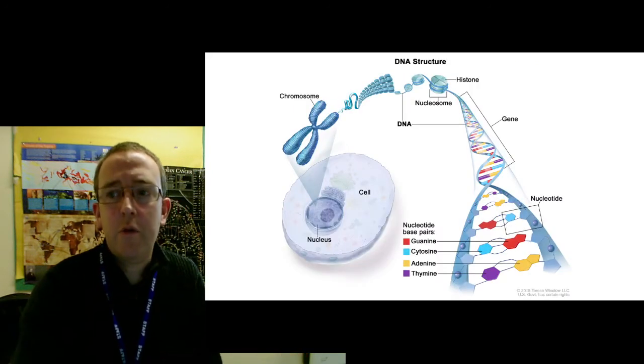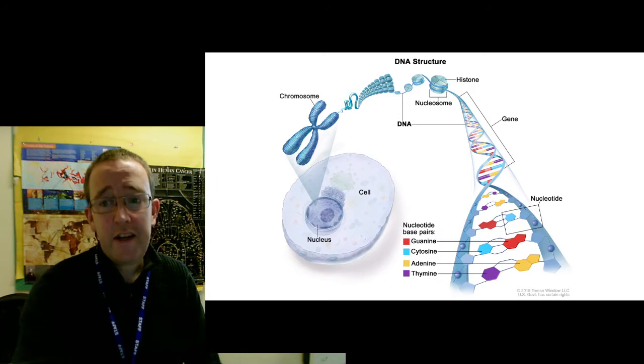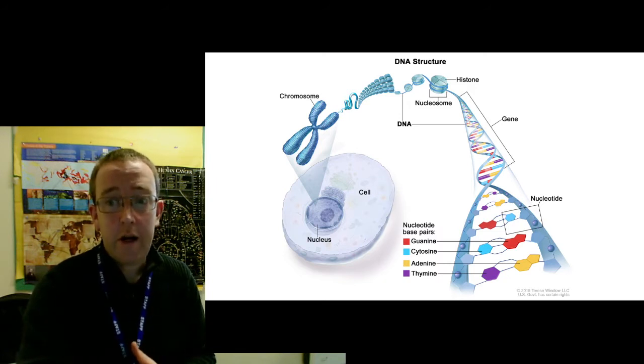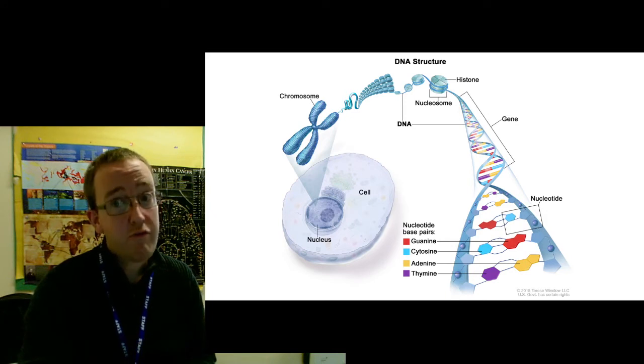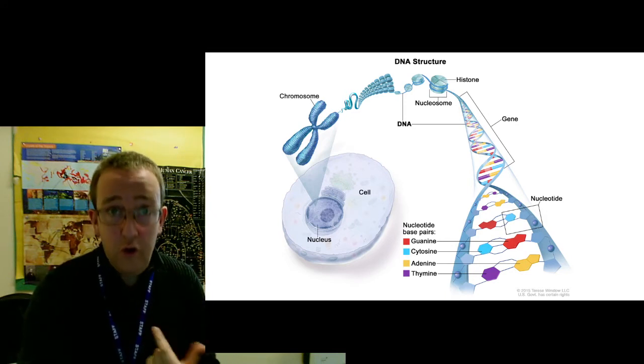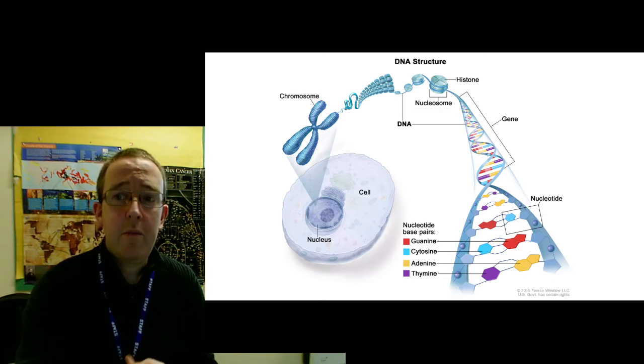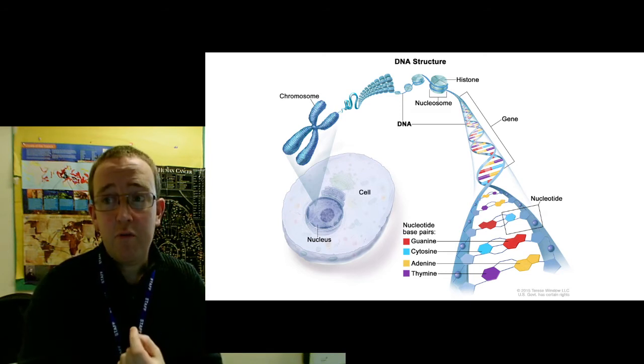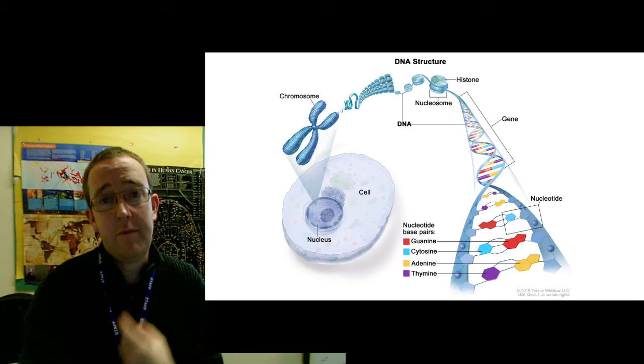Okay, so if we zoom in a little bit, put this in context. Now you will have all seen cells under the microscope. You will have all seen a nucleus under the microscope. You may also have looked at chromosomes down a microscope. But if we zoom in a lot on those chromosomes, then you end up right down to these things called histone proteins, around which is wrapped DNA.